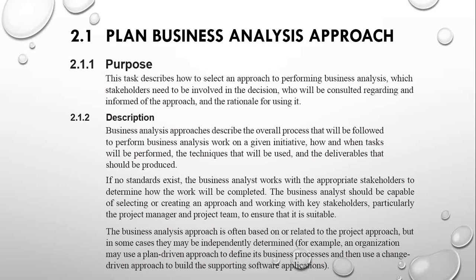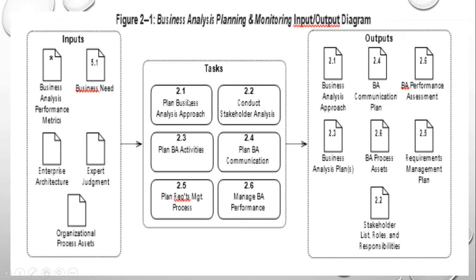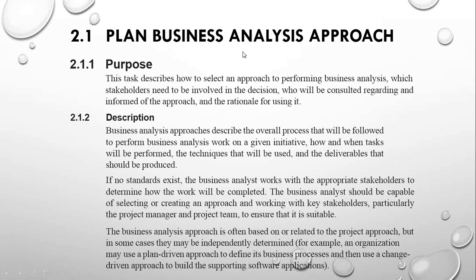2.1.2 is the description. What is the description? This is a further breakdown of 2.1, what you see over here. This is the task, the further breakdown of the business analysis approach. The description is: analysis approaches describe the overall process that will be followed to perform business analysis work on a given initiative. Given initiative means that given project. How and when tasks will be performed, the techniques that will be used, and the deliverables that should be produced. So there are a few things over here. Let's understand that.